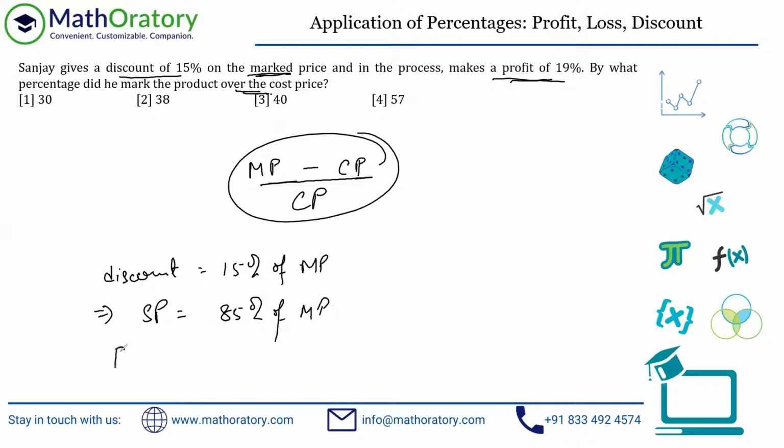Similarly, you have a profit, which is always calculated on the cost price. So profit is 19% of the cost price, which implies, now again from this, we can calculate the SP in terms of the cost price. So SP would be, by the way, there's a profit here that is mentioned. If there's a loss, then you have to adjust accordingly. But in this case, we have a profit, so it will be more than the cost price, right? So 100% of the cost price plus another 19% of cost price. So effectively what we have is 119% of the cost price.